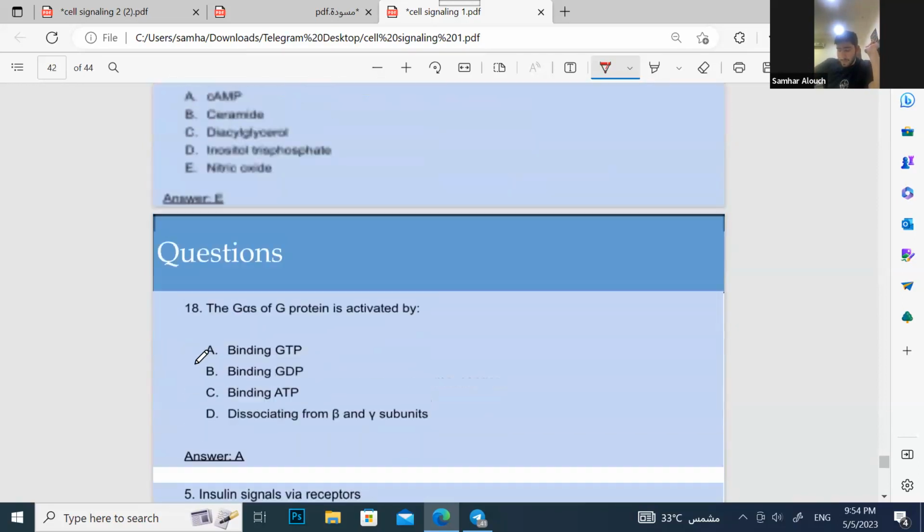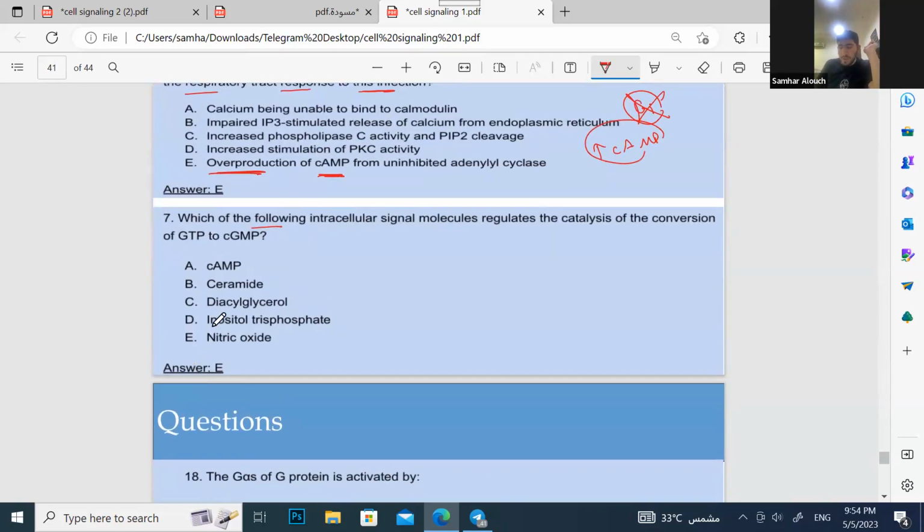We have 4 more questions. Which of the following intracellular signal molecules regulate the catalysis of conversion of GTP to cyclic GMP? So it's just saying what converts GTP to cyclic GMP. And we said nitric oxide, NO, goes and activates guanylyl cyclase, which converts GTP to cyclic GMP. And so the answer is NO, nitric oxide. Why? Because nitric oxide activates guanylyl cyclase to convert GTP to cyclic GMP.